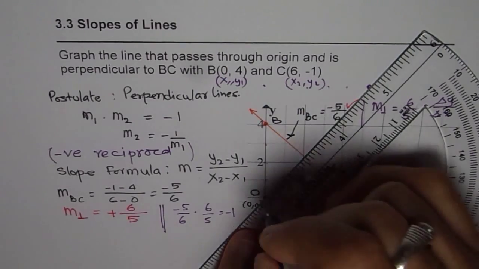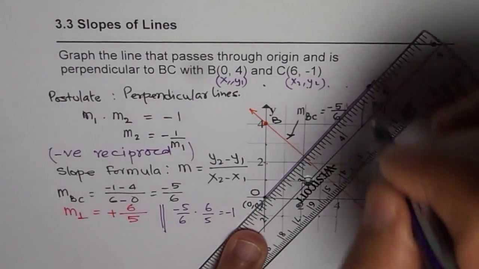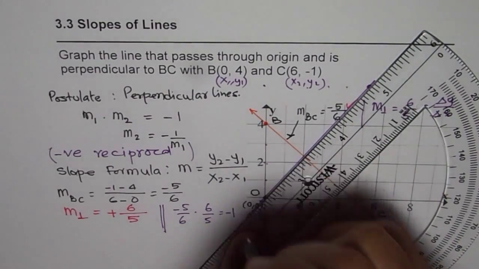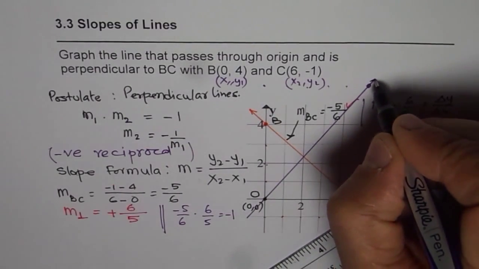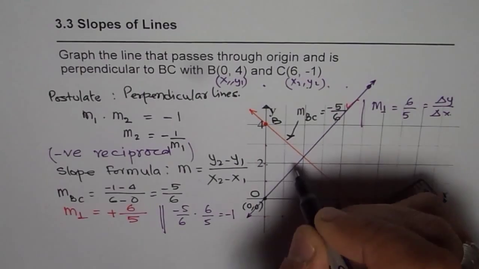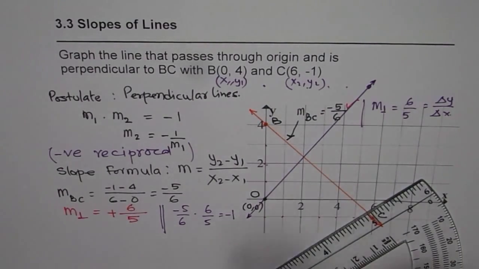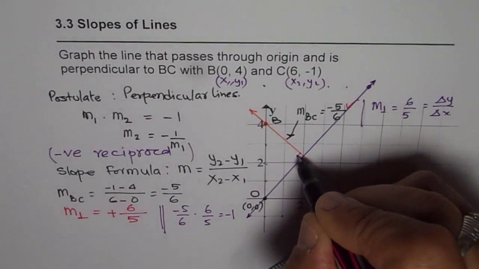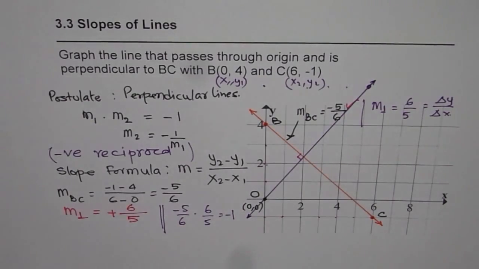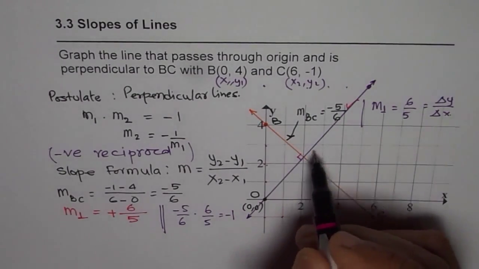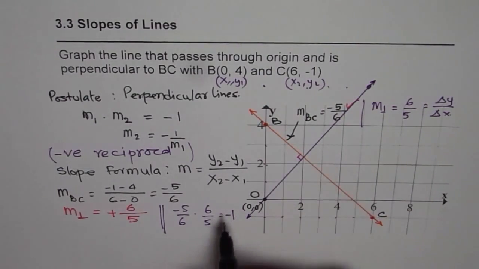I hope you appreciate the idea, right? That line, which we can extend on both sides, is indeed the line which should be perpendicular to the given line, right? So that should be the case, since the product of these two slopes is -1, right? So they are perpendicular.